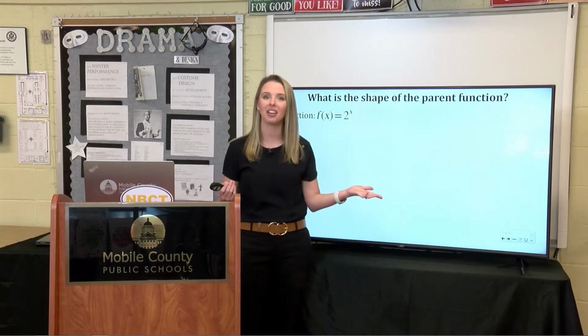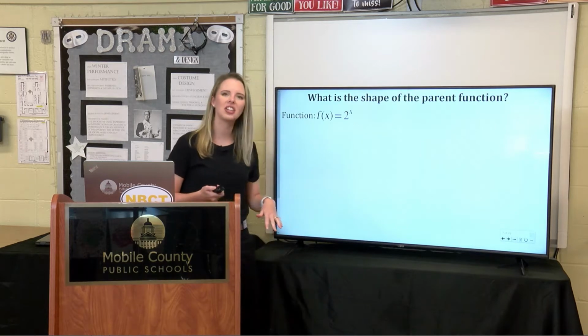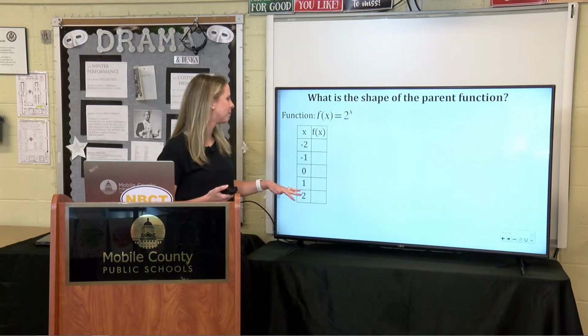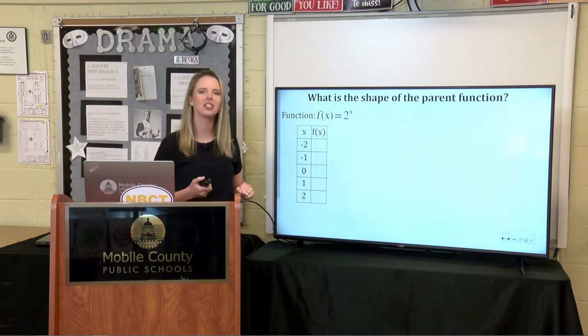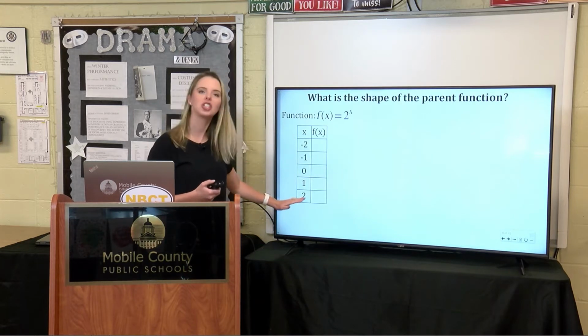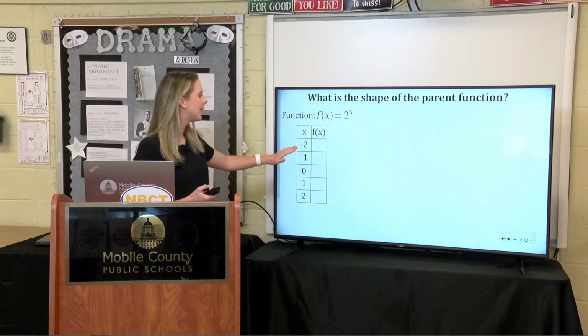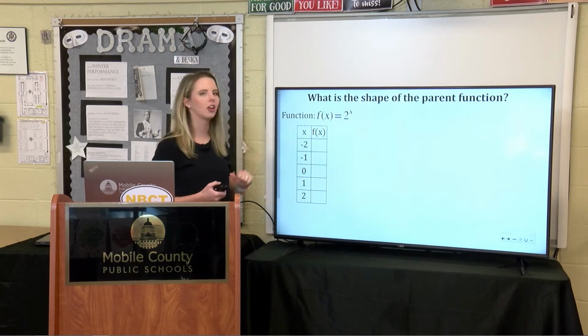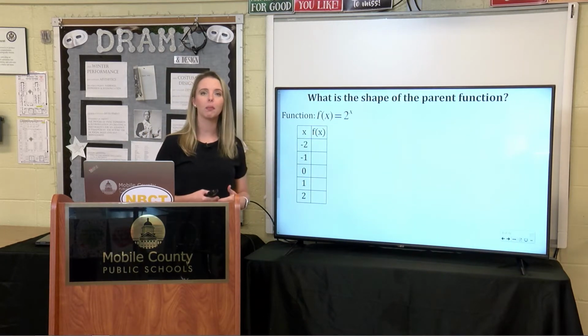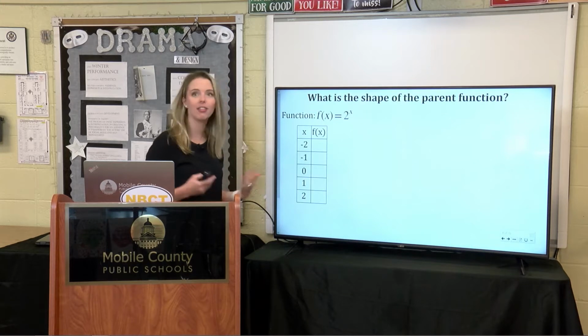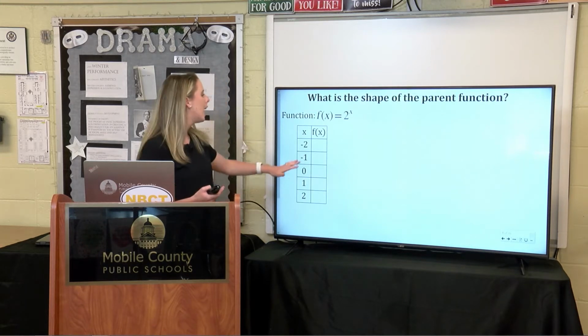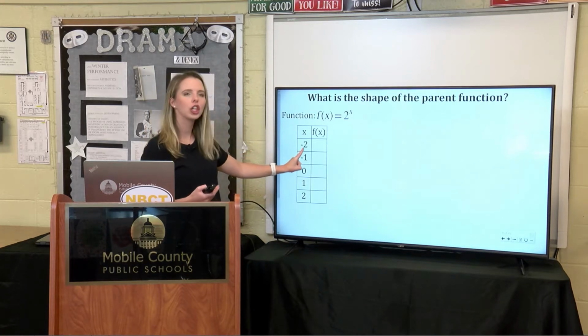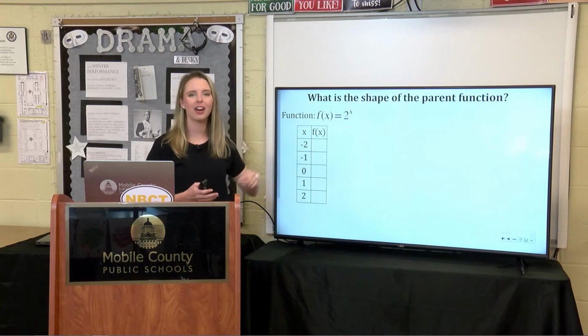We can use a table of values, right? That's what we're going to do today to establish our parent function. We have a table of values, and we're going to go from -2 to 2. So to begin, we're going to evaluate all 5 of these in this function. We know from previous math classes that we're going to take -2 and replace it for x.